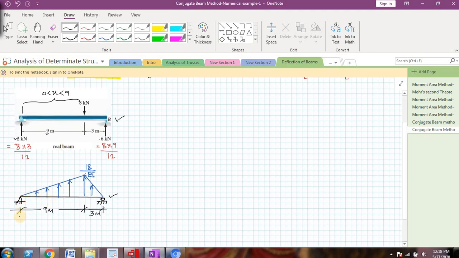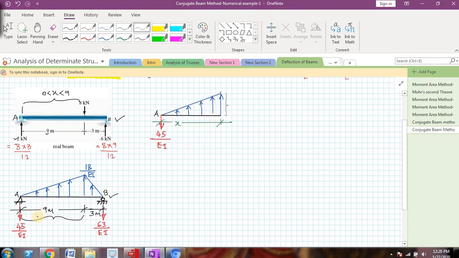Now the shear on the conjugate beam will become 0 in this portion only, that is from here to here. So I will take out that portion and draw the free body diagram. Here I also need to find these reactions, which you can easily find using equations of equilibrium, and I have arrived at these reactions. You can see the loading is upwards, so the reactions will be downwards. So here I am getting 45 by EI, and here I am getting 63 by EI.